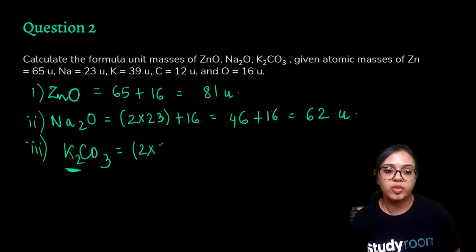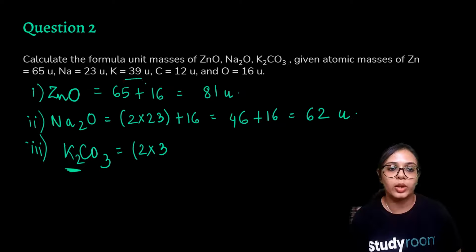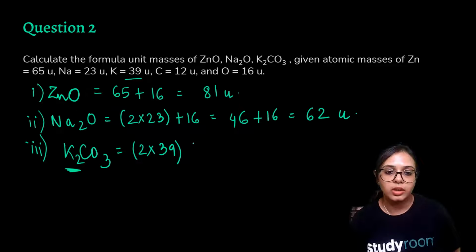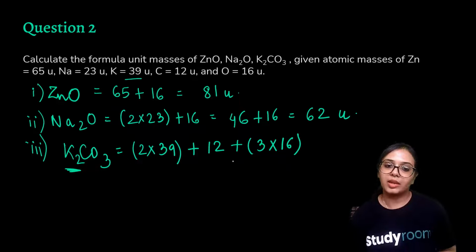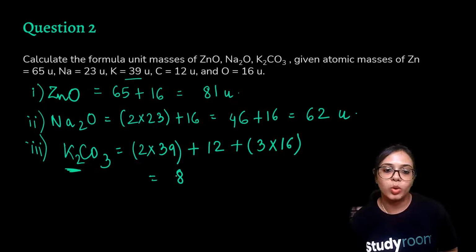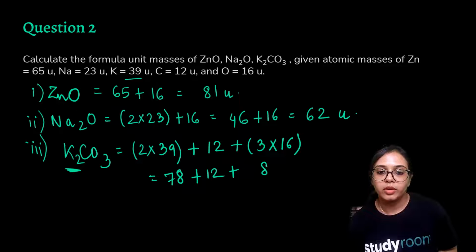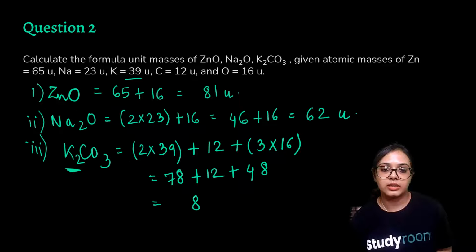So simply we will be multiplying 2 into the given value that we have over here, 39, okay? We have to add, so we'll add. We have 1 atom of carbon, so we'll only add 12. And we have 3 atoms of oxygen over here, so we will be multiplying first with 3 and then adding. So 2 9s are 18, 3 times 16 is 48, then you have 12 and then you have 48. So when you add this, you get 138.